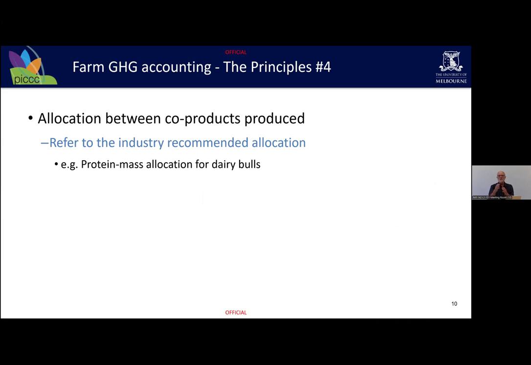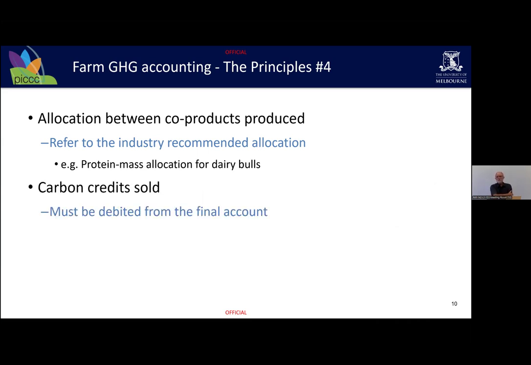Same with the mass allocation of dairy bulls. We say, well, how much protein was required to produce a kilogram of milk solids? How much protein was required to produce the dairy bull? So 15% of the emissions of that dairy farm are now allocated to the bull that might have gone into the red meat industry. That's how we split it in the calculators.